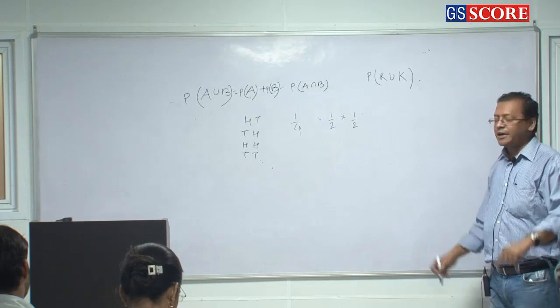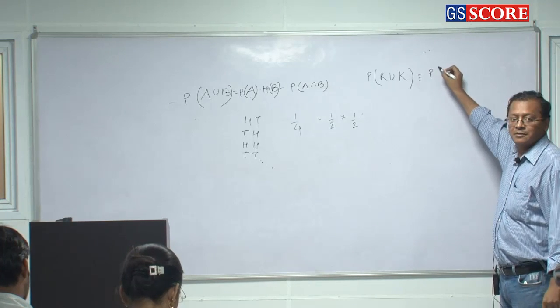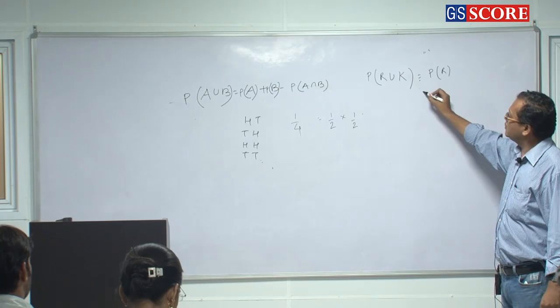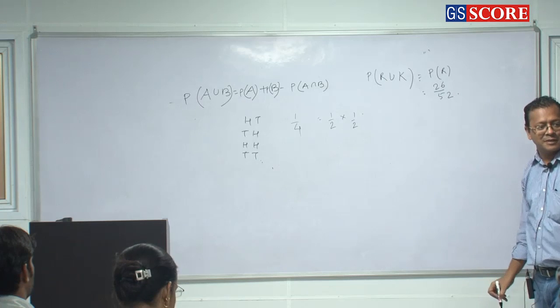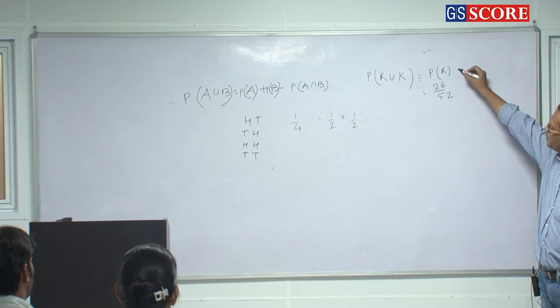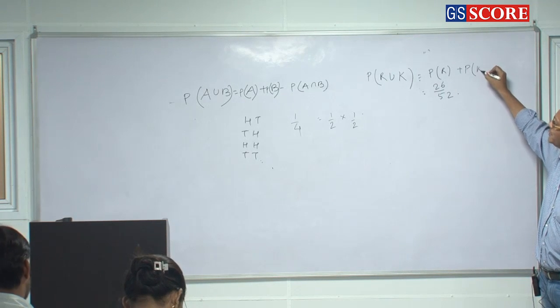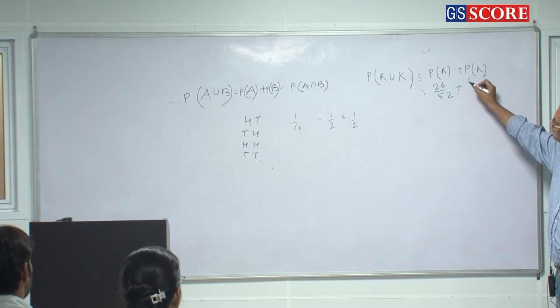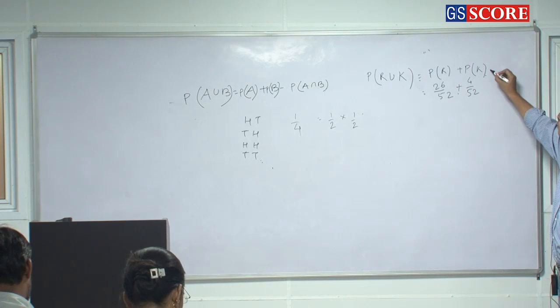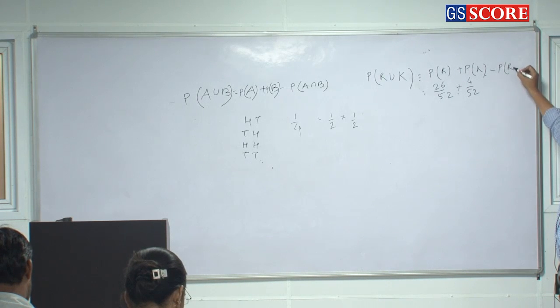What is the probability of red card happening? 26 by 52. Clear? What is the probability of king card happening? 4 by 52. What is the probability of both red as well as king happening?